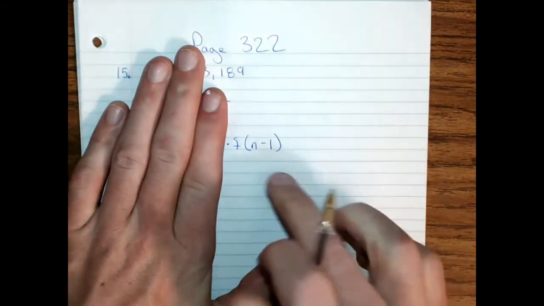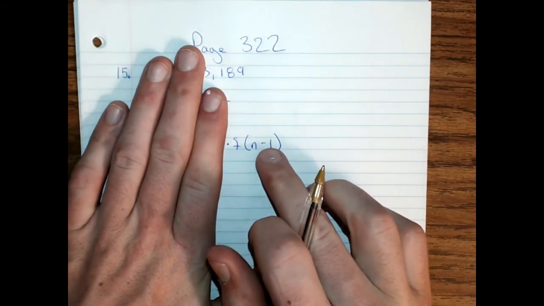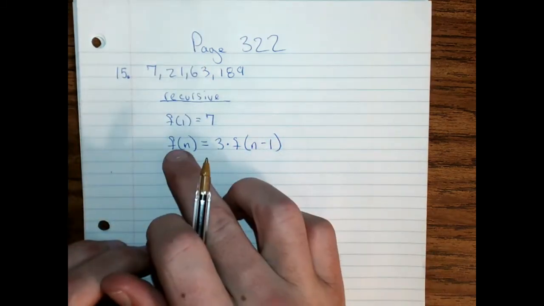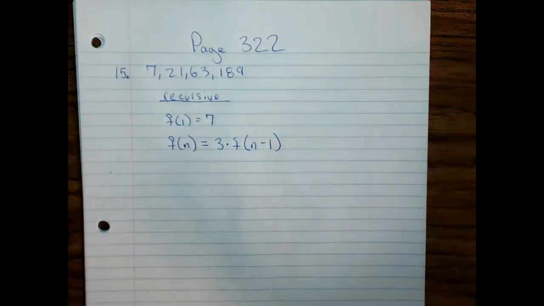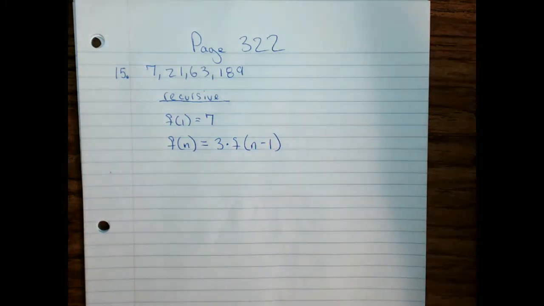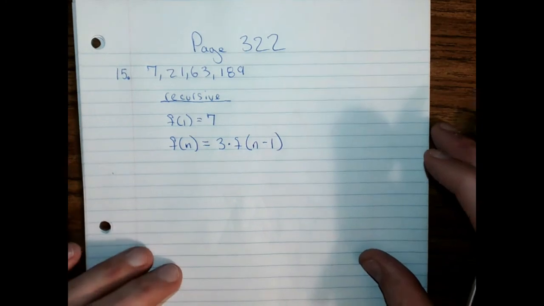And this structure here just means multiply the term that came before. Insert the term that came before the term that we're currently looking for. Done. That's it. That's the recursive notation for that sequence.